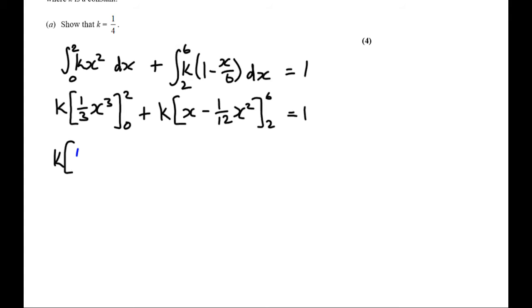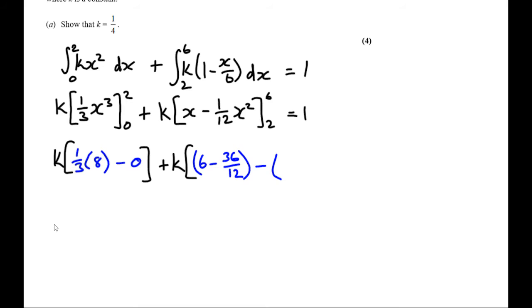So substituting 2, I should have 1/3 times 8. And substituting 0 is just going to give me 0. And on this side, substituting in a 6 will give me 6 minus 36 over 12. We'll simplify in a minute. Minus 2 minus 4 over 12. Which still should sum to 1.